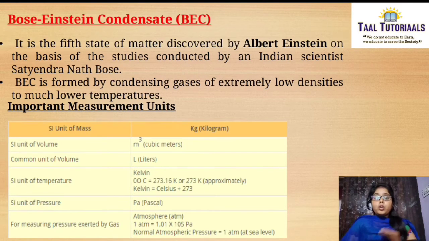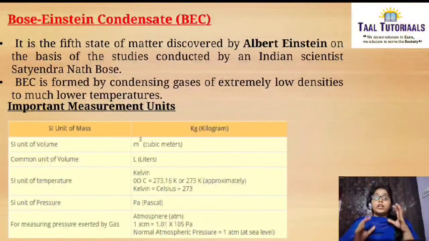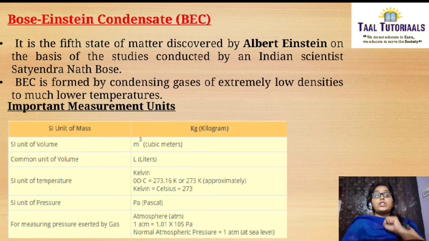Now coming to Bose-Einstein condensate, that is BEC. This is the fifth state of matter, discovered by whom? Albert Einstein, on the basis of the studies conducted by an Indian scientist, Satyendranath Bose. BEC is formed by condensing gases of extremely low densities. At extremely low density, the gas is cooled to a much lower temperature. At that time this state is formed, that is Bose-Einstein condensate.